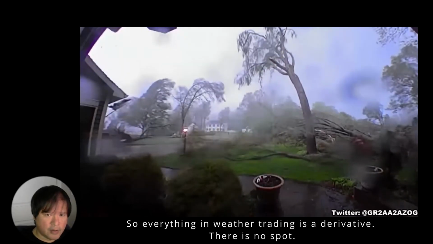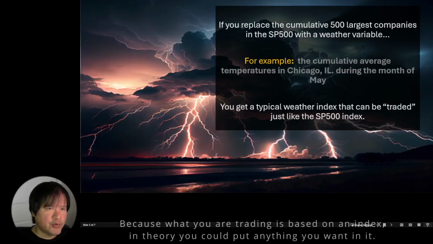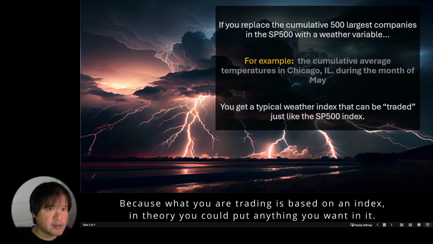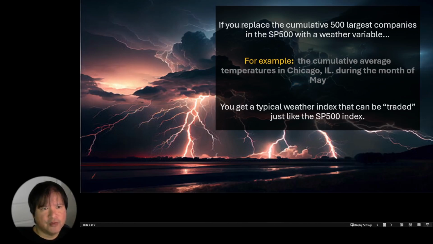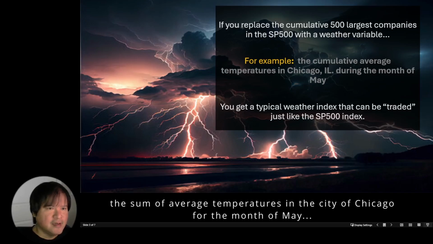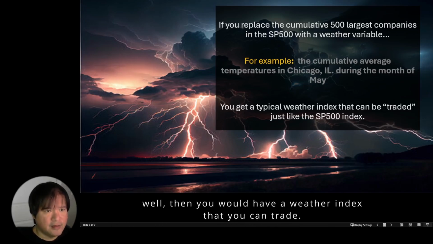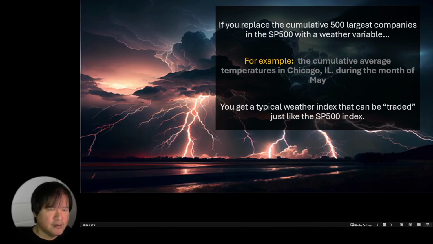There's no spot. And because what you're trading is based on an index, you could theoretically put anything you want in that index. So imagine if you took out those 500 companies, like in the S&P 500, and instead replaced it with something like, say, the sum of average temperatures in the city of Chicago for the month of May. Well, then you'd have a weather index now that you could trade.